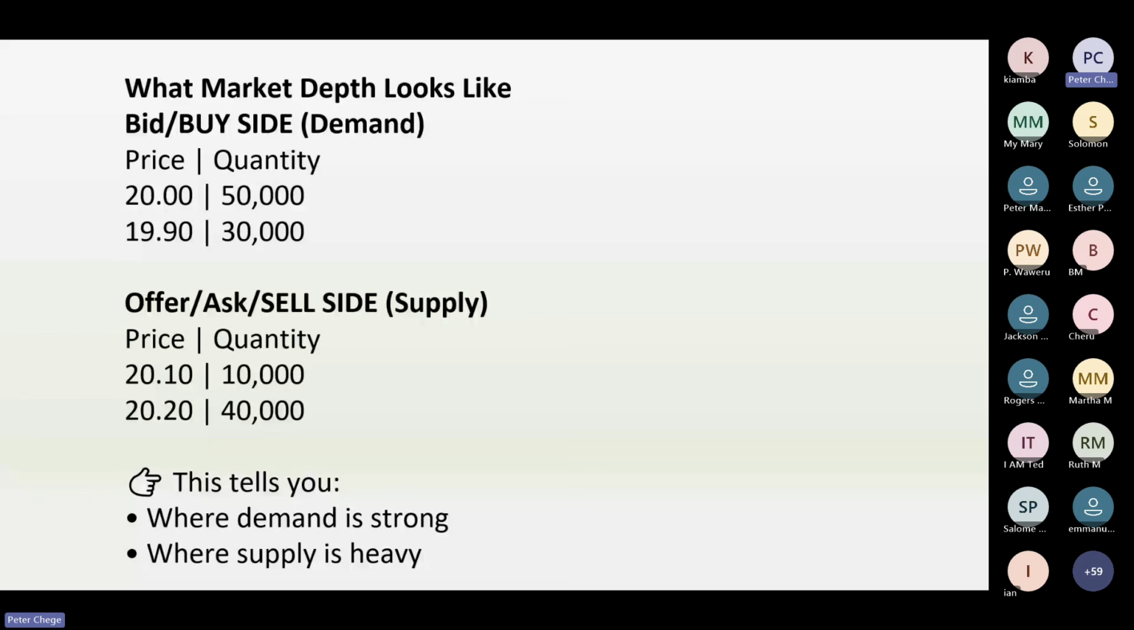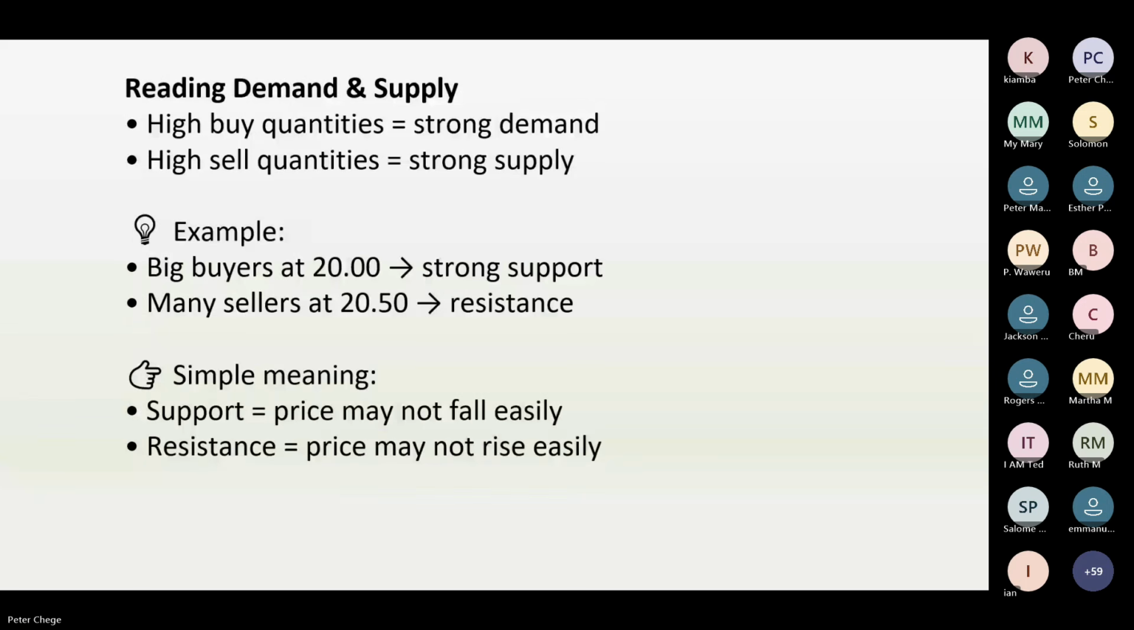Where there is a huge quantity on the demand side, that's where demand is concentrated. Where there is huge quantity on the sell side, that's where supply is concentrated. You don't want to go below those prices, because definitely it will take time to get shares. So then how do you read demand and supply? As I have said, high quantities on the demand side mean there is strong demand. Before you break that demand, it may take some time. So prices may not go down below that price.